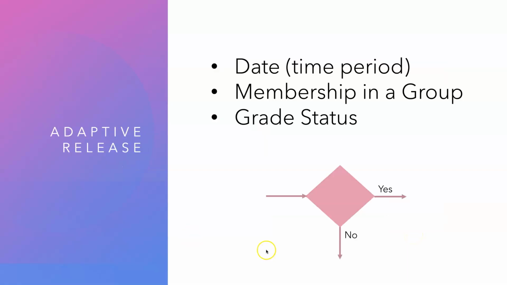The adaptive release allows us to set conditions under which an item will be visible. That can be a specific time period, if the individual is a member of a group, and that group may be just one person, or if they have achieved a certain grade.